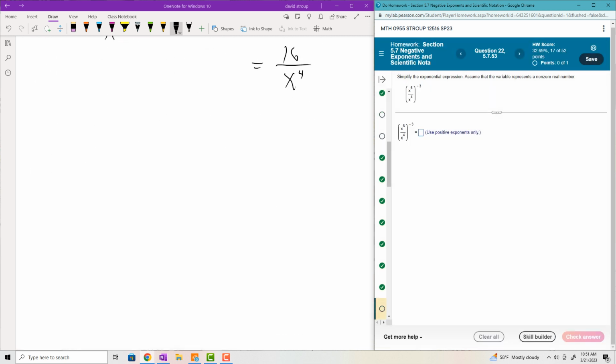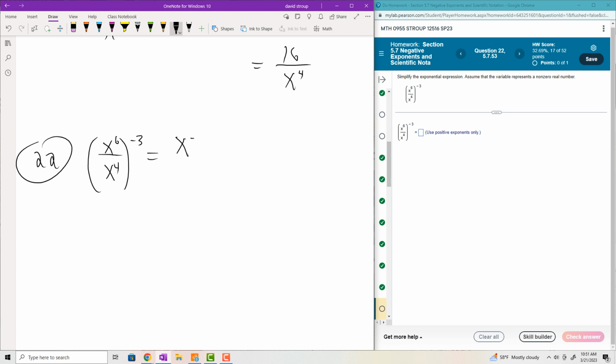Negative exponent, so 22. We have x to the 6 all over x to the 4th raised to the negative 3rd power. So I'm going to multiply the exponents. So we have x to the negative 18 all over x to the negative 12. And then you could bring the negative 12 up or the negative 18 down. Let's bring the negative 18 down. So I'll have 1 all over.